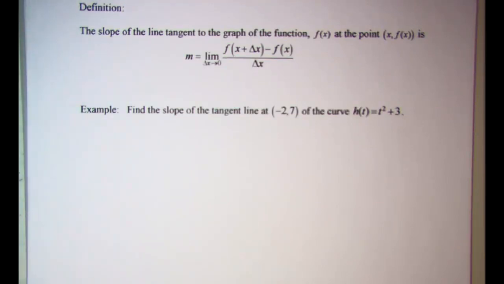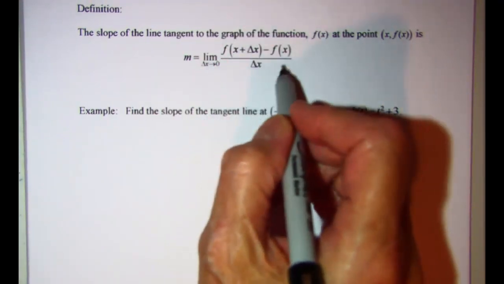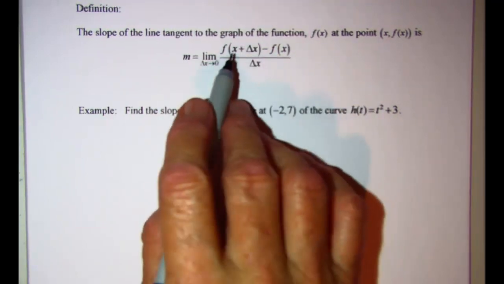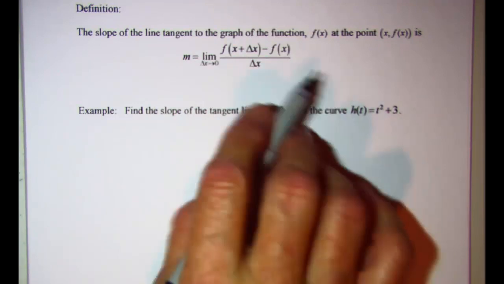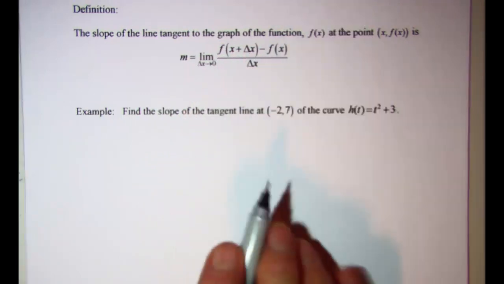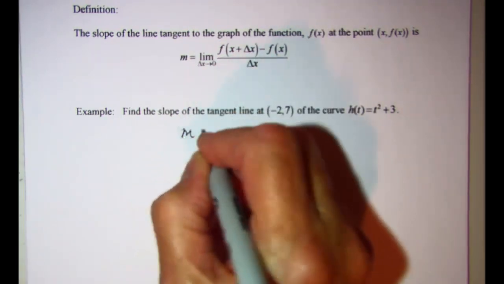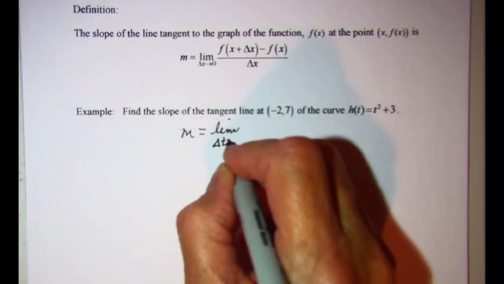In our example, we're asked to find the slope of the tangent line at -2, 7 of the curve h of t equals t squared plus 3. We'll start by writing this part of the definition, and notice that our function is h, that's just the name of it, and it's in t, so we'll be using h of t plus delta t. So m is equal to the limit as delta t approaches 0.